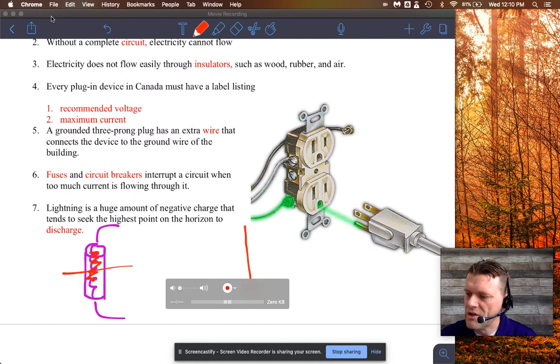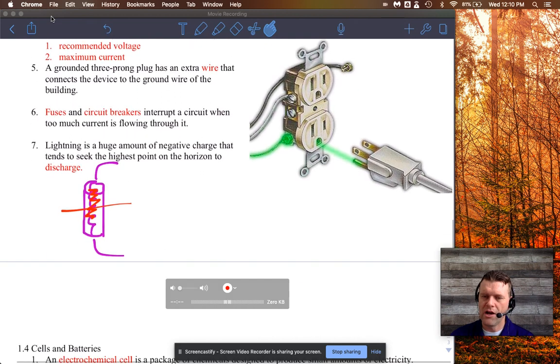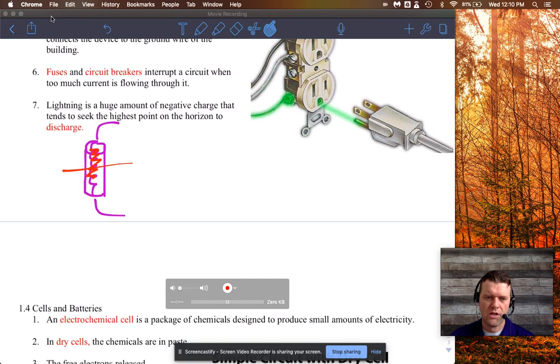Number 7, I did just note that I should have put that up with lightning, but lightning tends to seek the highest point on the horizon to discharge.